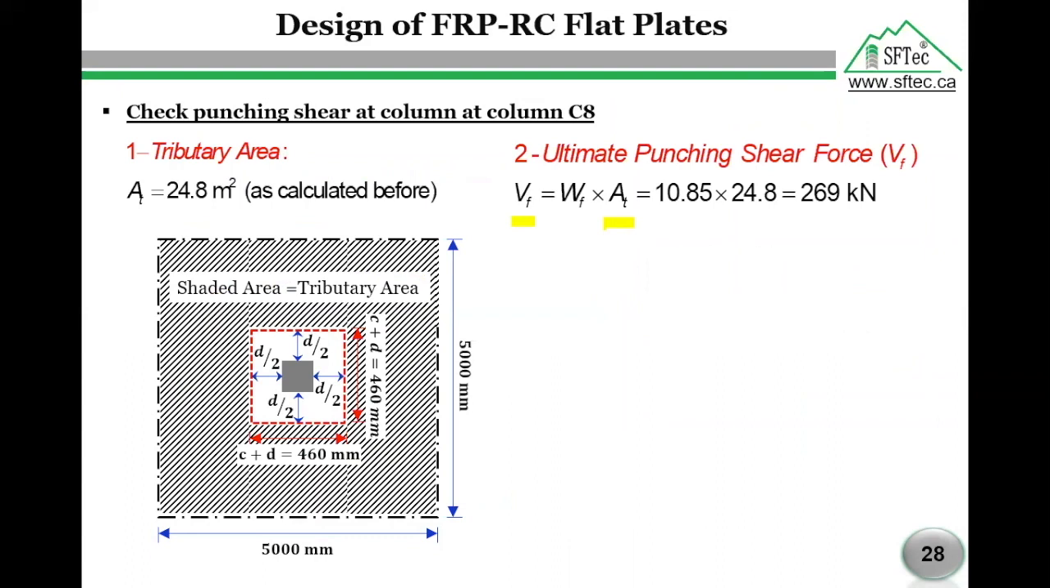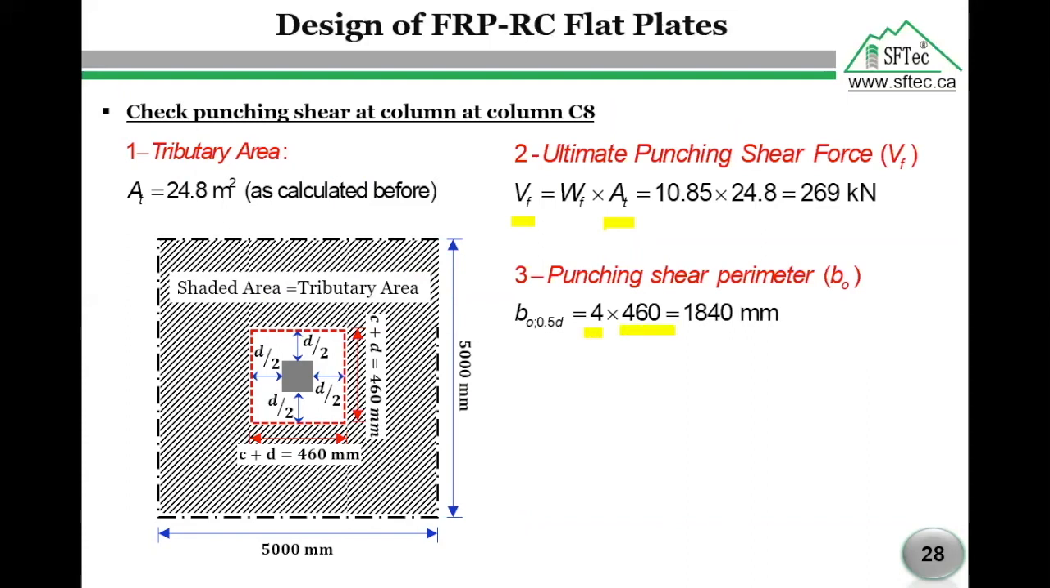Before calculating the punching shear stress, we need to estimate the punching shear perimeter. The punching shear perimeter is simply the summation of the side lengths of the critical shear area. So we have here 4 sides with 460 millimeter length. So we have 4 by 460 millimeter.